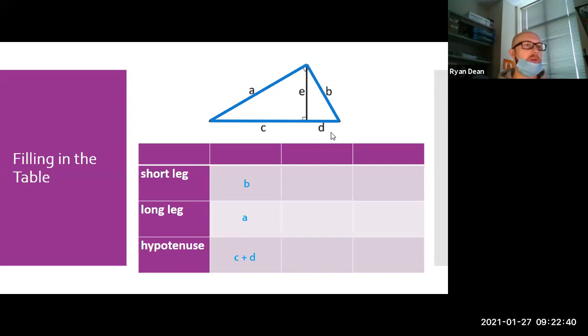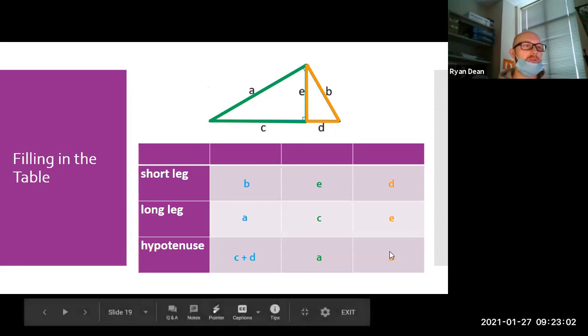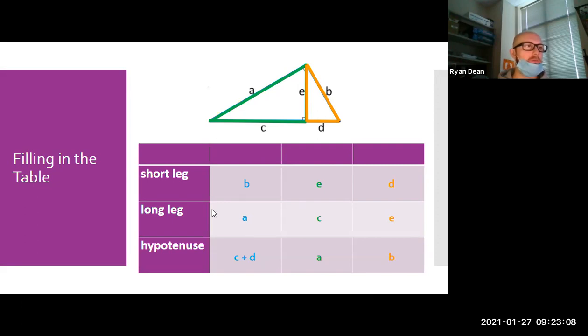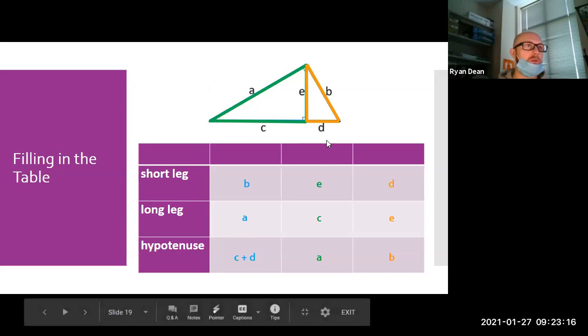Okay, I do that for every single triangle that I have here. So this green triangle, we're going to put that in this middle box. The short leg is going to be E. The long leg is C. Hypotenuse is across from the 90-degree angle, which is A. I do the same thing for this orange one. Short leg is D, long leg is E, hypotenuse is B. Okay, so this may be something that would help you out. There's always going to be 3 triangles when we're doing stuff like this. Start with the largest one. You can go to the next largest size and then the smallest size after that.